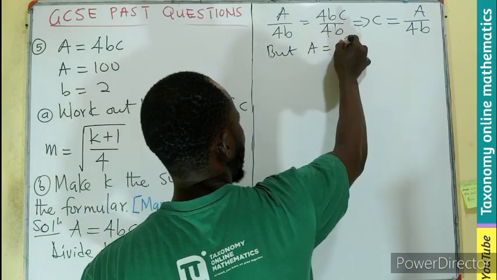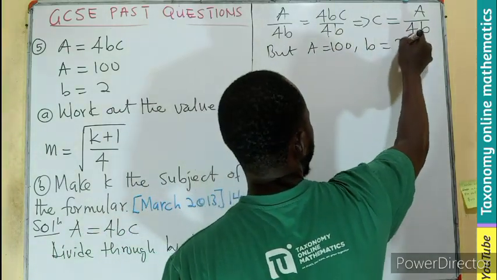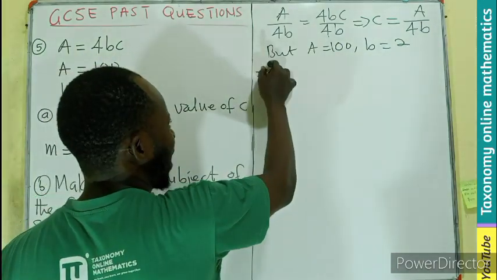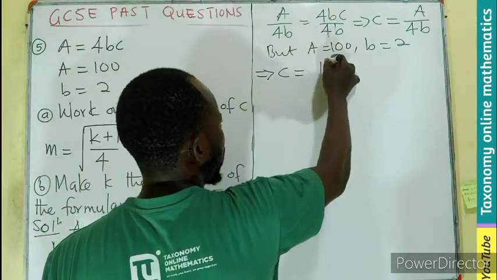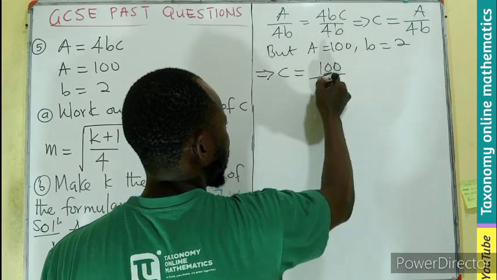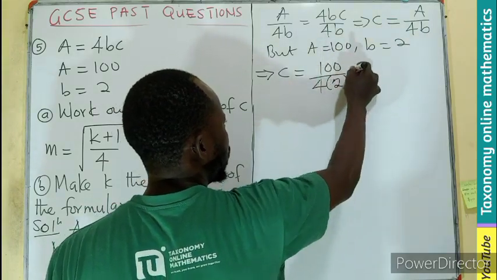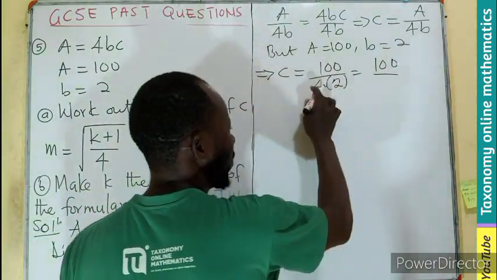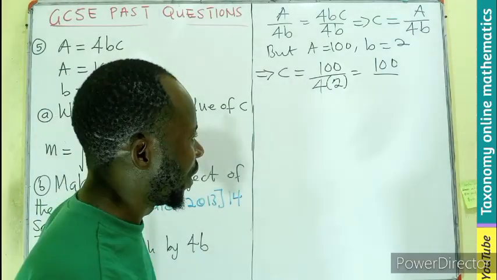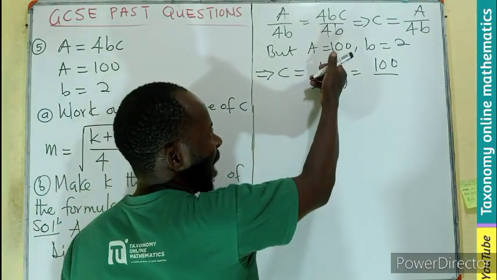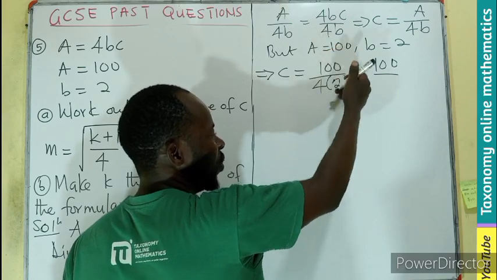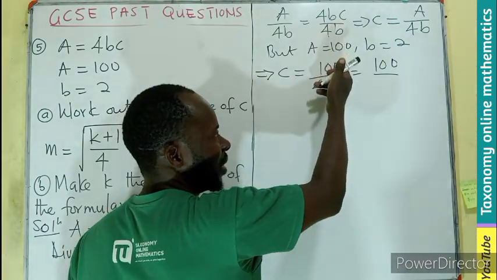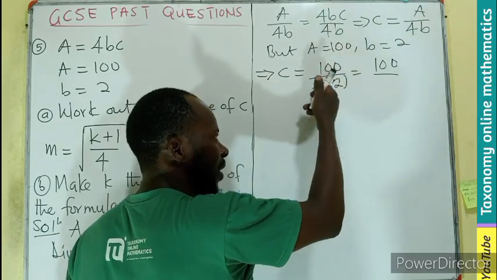But we know A is given as 100 and B is given as 2. So we do our substitution, which implies that C equals 100 in place of A, over 4B, and B is 2. What would that be? 100 divided by 4. I can take it that way, as 4 can divide 100 to give 25, then 25 divided by 2. Or 2 dividing 100 will give us 50 divided by this.